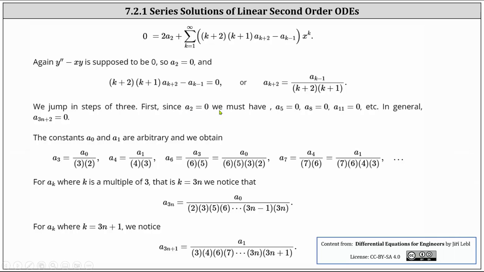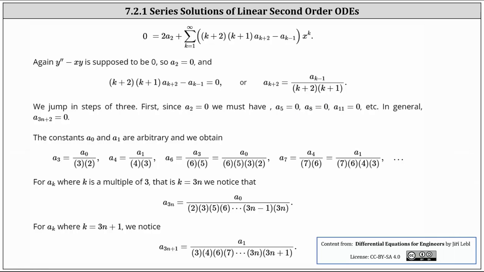And since a sub 2 is equal to 0, we have a sub 5 equals 0, a sub 8 equals 0, a sub 11 equals 0, and so on. Notice we're adding 3 to the subscript each time, and the value is 0. This should make sense because if we were trying to find a sub 5, notice k is equal to 3, and therefore the numerator is a sub 3 minus 1, or a sub 2, which we know is 0, indicating a sub 5 is 0.